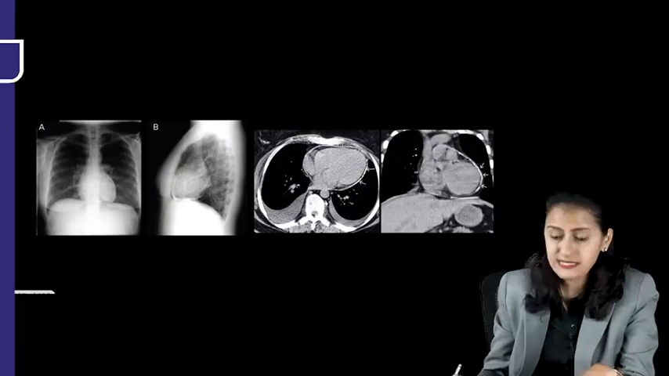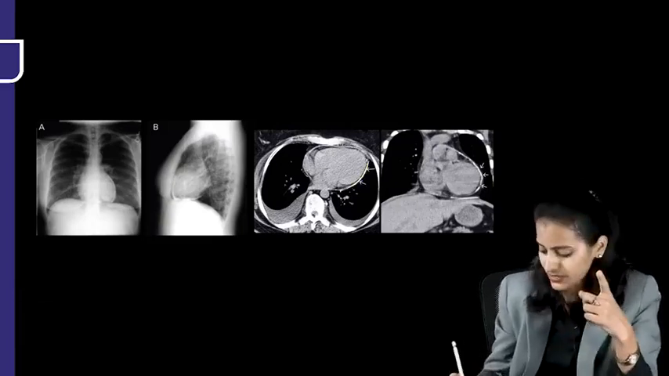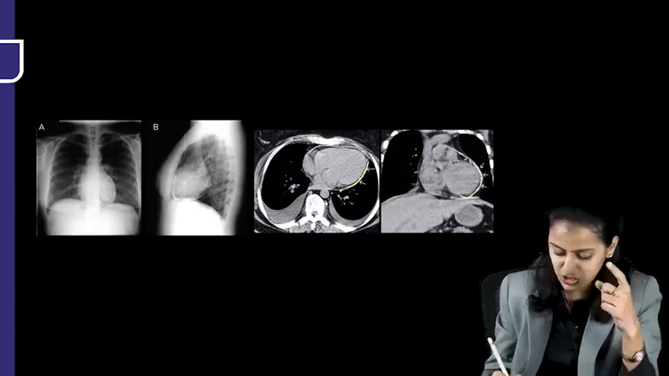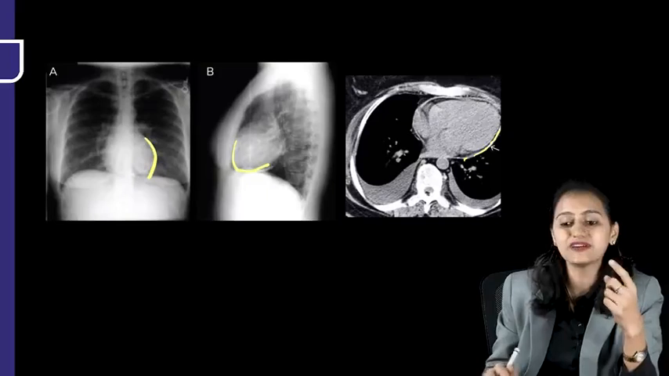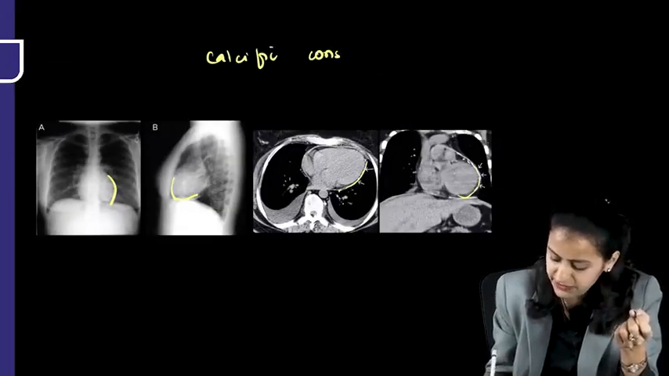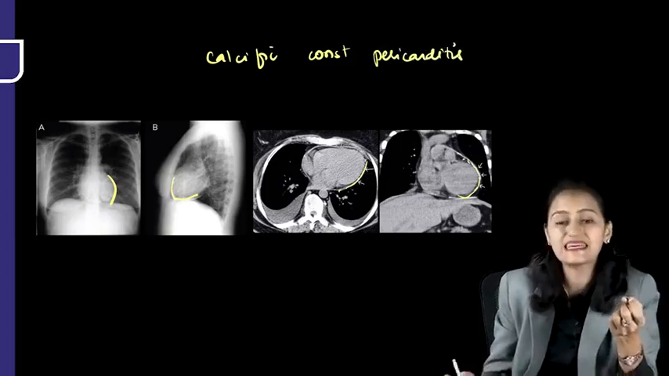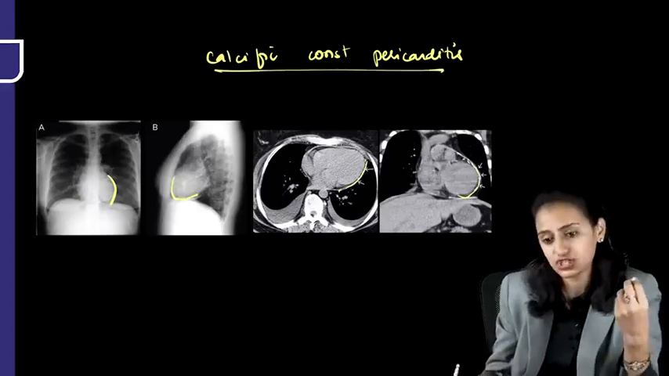Next one, what is this image showing? So look at the CT, there is this white calcification surrounding the heart. Even in the radiograph, we are seeing this white calcification. So this is calcific constrictive pericarditis. And we are seeing the calcification here.